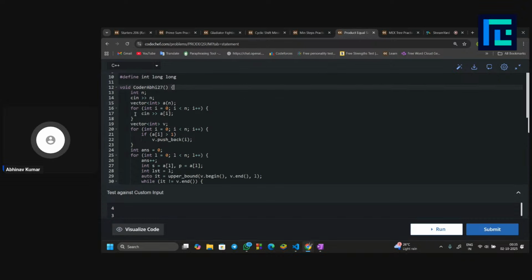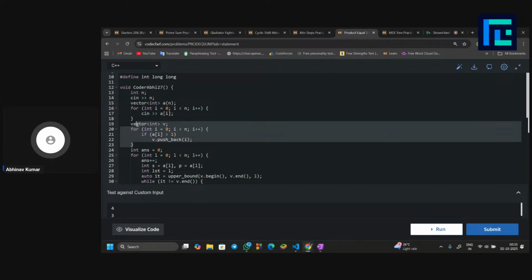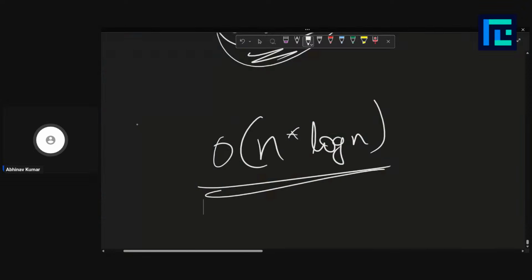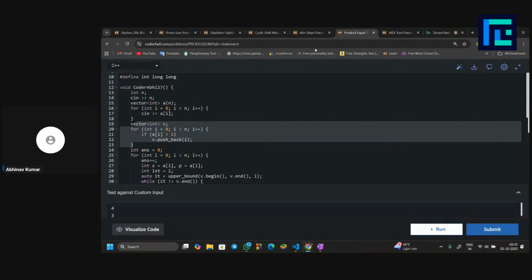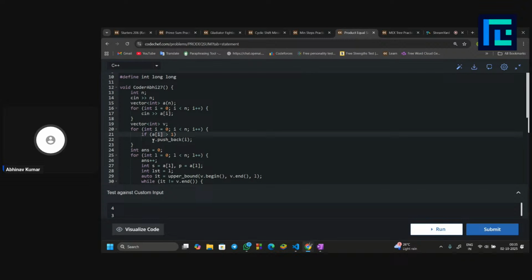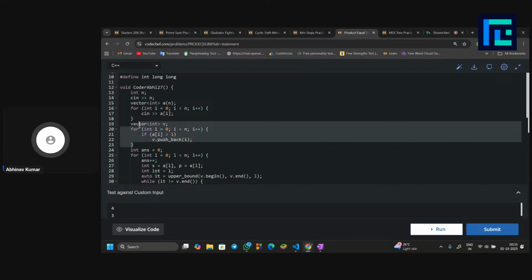If it is not yet clear to you, I'll explain exactly how my algorithm is working through the code. So we take the input. This input is done. Then in the vector v, I'll store all those indices where my A_i is greater than 1. I have to only iterate through those indices where A_i is greater than 1. So whenever A_i is greater than 1, in v I push back i. So I get the list of indices where A_i is greater than 1.